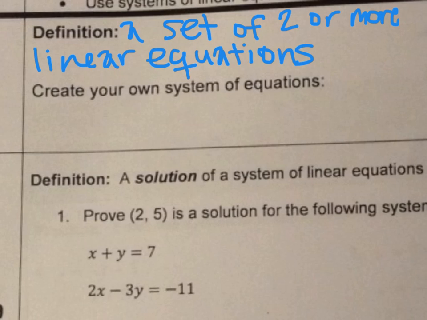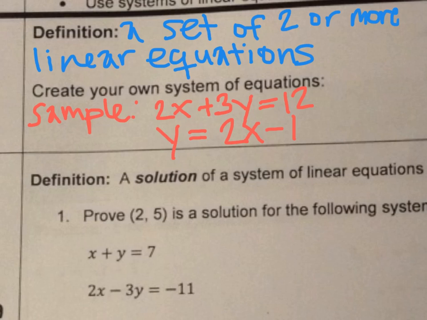Go ahead and try to create your own system of equations. In other words, all you're doing is making up two linear equations. You can write them in slope-intercept, standard form, or point-slope form. Here's the sample I created: 2x plus 3y equals 12, and y equals 2x minus 1. They're in different forms, but they are both linear equations, and together, these two equations are a system. You didn't have to pick exactly that, as long as your two equations were both linear equations.